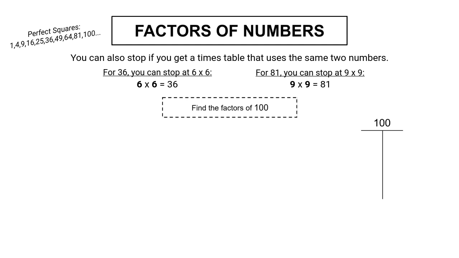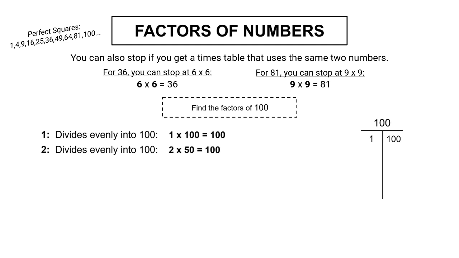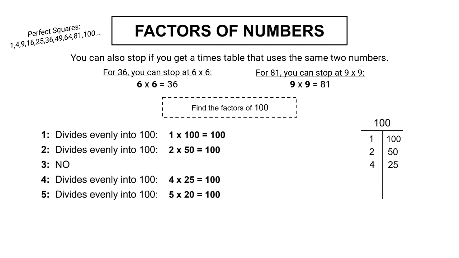Let's get into it. So does 1 go into 100? It does. It goes into it 100 times. We'll put that on the list. How about 2? Does that go into 100? It does. It goes into it 50 times. We'll put that on the list. How about 3? Does that go into it? Nope. How about 4? It does. It goes into it 25 times. We'll put that on the list. How about 5? Does that divide evenly into 100? It does. It does it 20 times. We'll put that on the list.